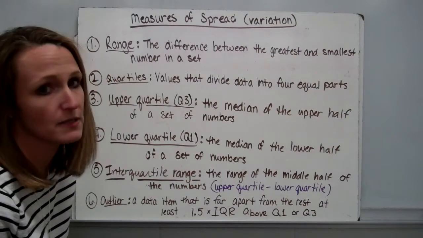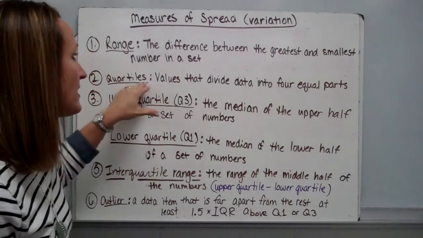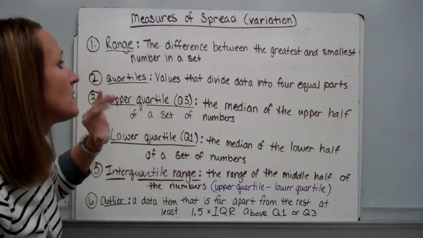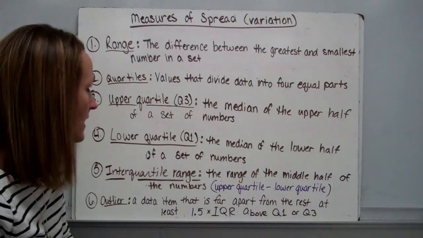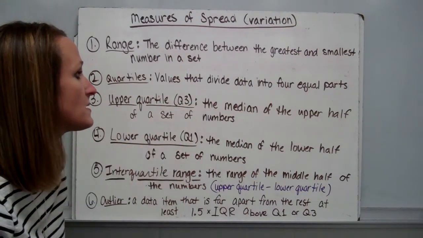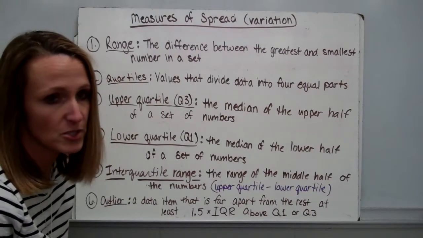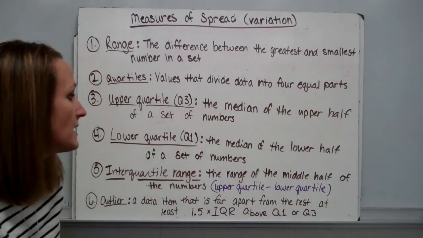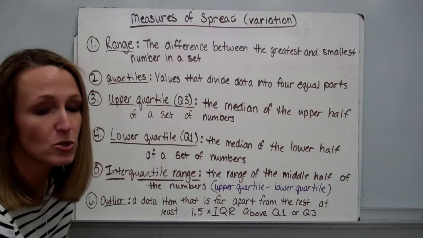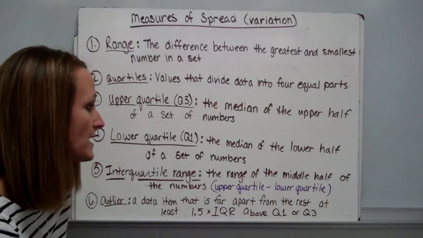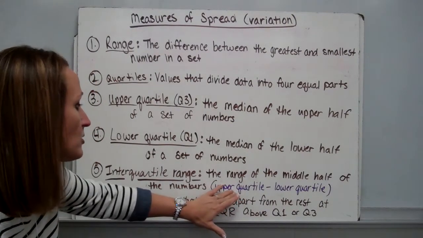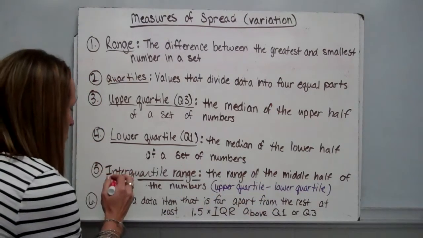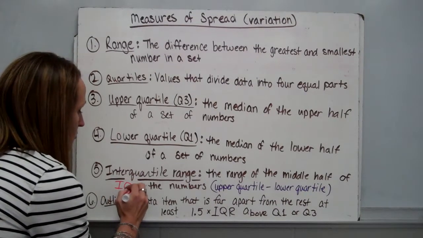Then we're going to talk about quartiles. This may be a new term for you. And that's the values that divide data into 4 equal parts. So think about quarters, quart, 4 equal parts. Upper quartile, which we're also going to talk about as Q3, is the median of the upper half of a set of numbers. Lower quartile, which we'll also refer to as Q1, is the median of the lower half of a set of numbers. The interquartile range is the range of the middle half of the numbers. In other words, we're going to take that upper quartile that we just talked about and we're going to subtract the lower quartile. And the interquartile range we will refer to as the IQR.